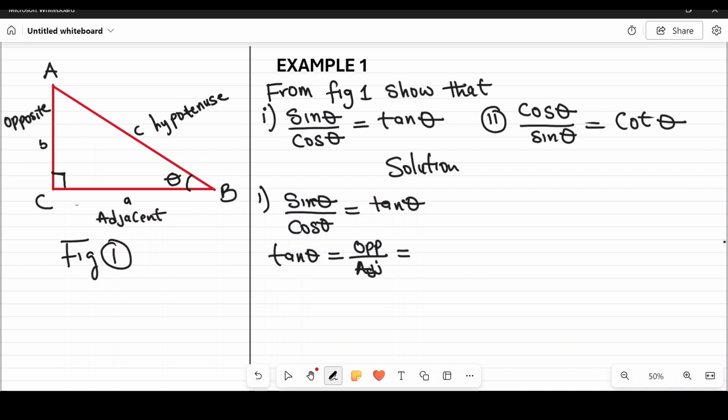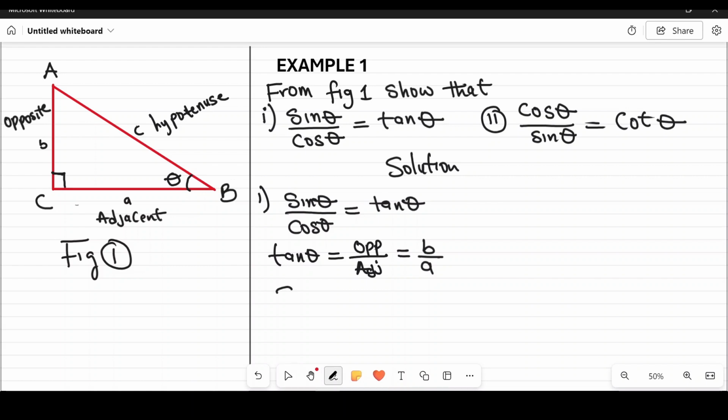Our opposite is side AC, represented by B, and our adjacent is side CB, represented by A. So we have to show that sine theta divided by cos theta is equal to B divided by A.